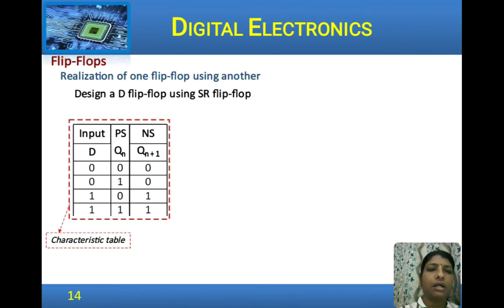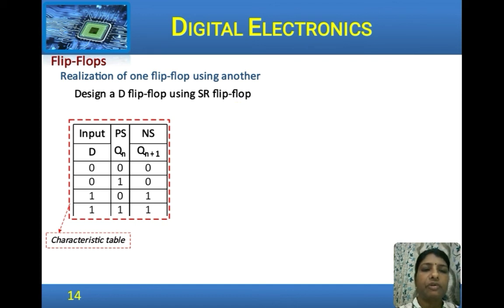Now let us see how we can realize one flip flop using another flip flop. We have seen 4 flip flops, SR, D, JK and T flip flop. So how to realize one flip flop provided we have the other flip flop. First, with an example we will see how to realize a D flip flop using SR flip flop.